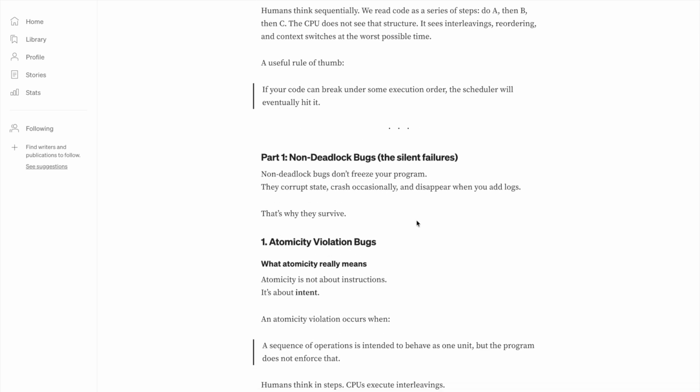So let's start with the very first one, the non-deadlock bugs, which are basically causing the silent failures. They don't show up loudly in your system, but they silently corrupt your state or maybe crash occasionally. And you won't be able to find them when you add some logs because they disappear.